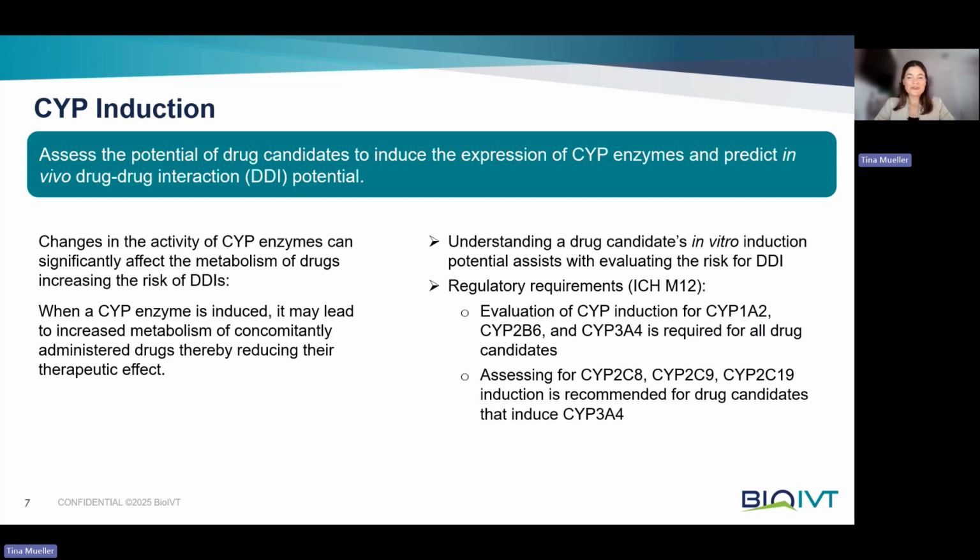So I hope I made it obvious that understanding a drug candidate's induction potential is critical and supports the evaluation of the risk for DDI. Now, regulatory agencies understand that obviously as well, and evaluating CYP induction for CYP1A2, 2B6, and 3A4 is required by the ICH M12. In addition, if CYP3A4 is shown to be an inducer, it is recommended that CYP2C8, 2C9, and 2C19 induction is also assessed.